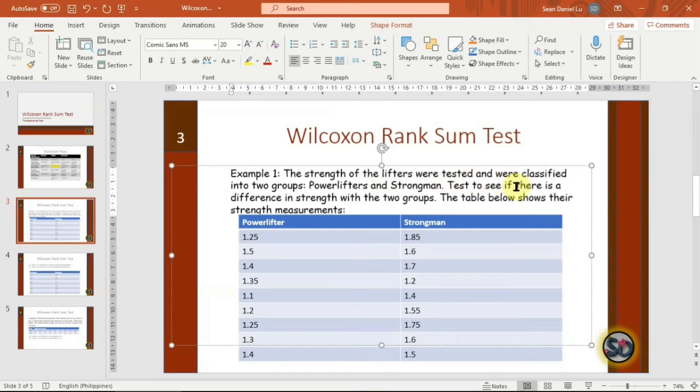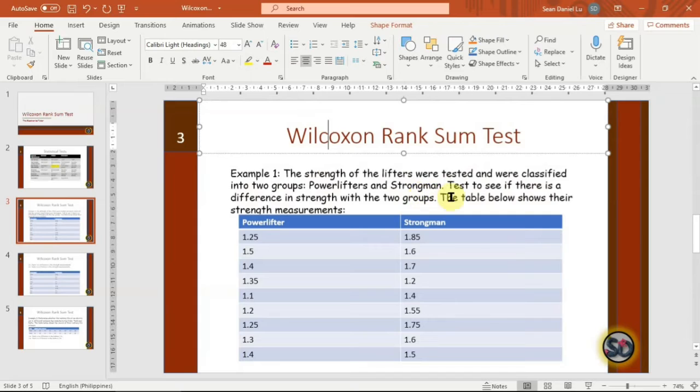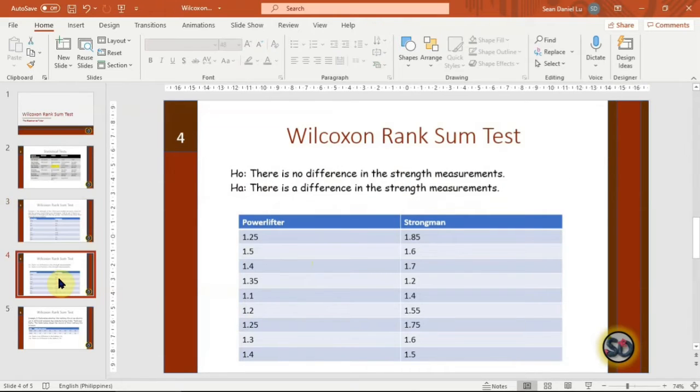Test to see if there is a difference in strength with the 2 groups. The table below shows their strength measurements. Difference between 2 matched pairs. The null hypothesis would be there is no difference in strength measurements, therefore they are the same. The alternate hypothesis would be there is a difference in strength measurements.